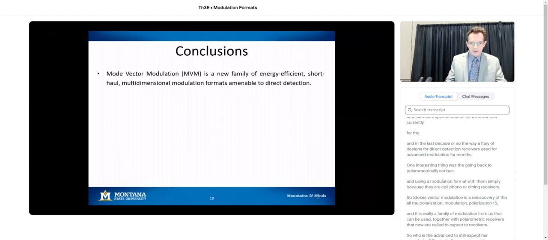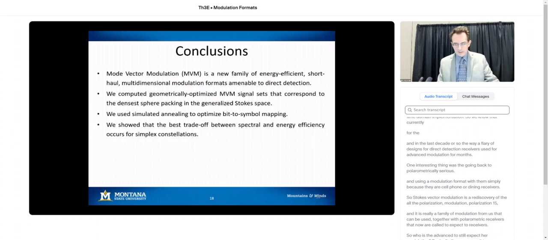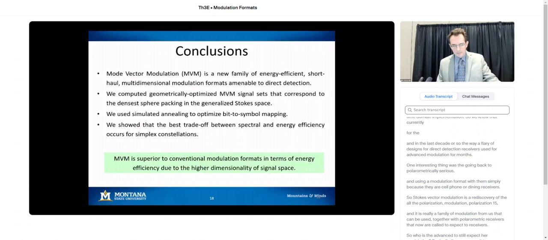To conclude, our group introduced a new modulation format called mode vector modulation. It is amenable to direct detection, and it is an extension of Stokes vector modulation to multi-mode or multi-core fibers or free space modes. We computed optimal signal sets, and we optimized the bit-to-symbol mapping, and we showed that simplex constellations give the best trade-off between spectral and energy efficiency. One takeaway message is that MVM is superior to conventional modulation formats in terms of energy efficiency due to the higher dimensionality of signal space.